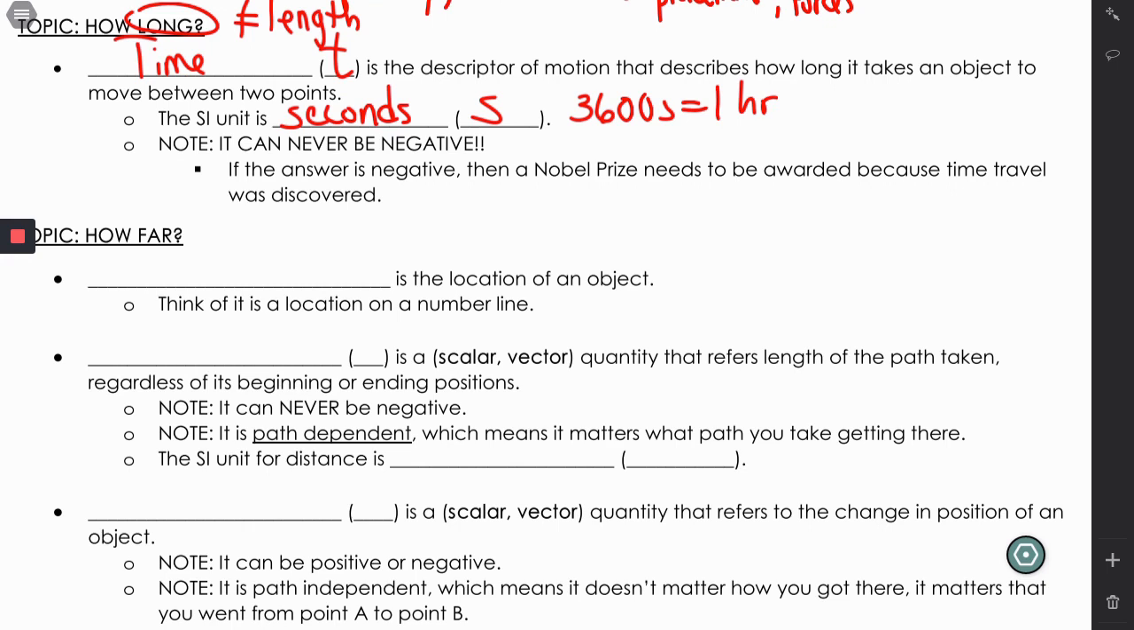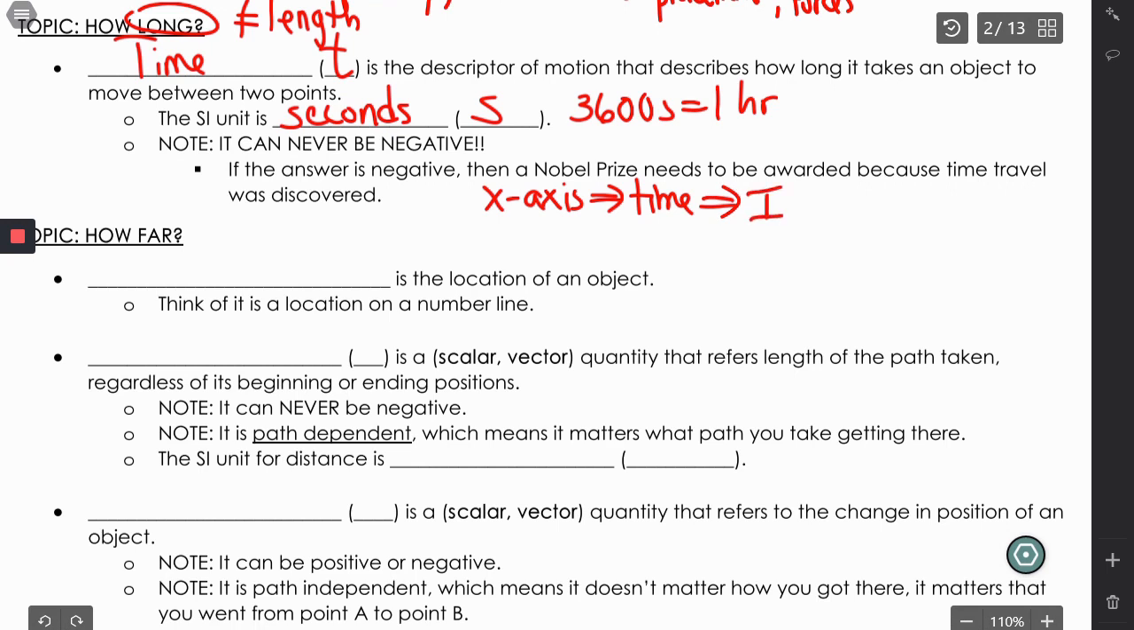One thing to note is that it can never, ever, ever be negative, and that's because for the most part, when we graph in physics, our x-axis is the time axis, which means we're going to graph in the first and fourth quadrants, right? And so if you look at a picture of it, that's when our x-axis is positive, okay?